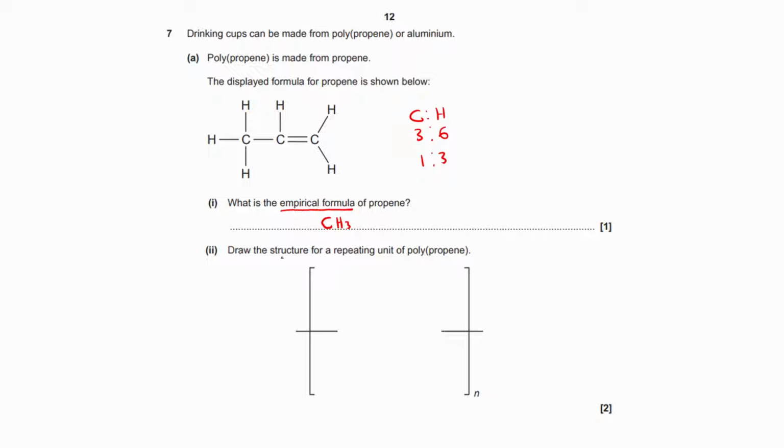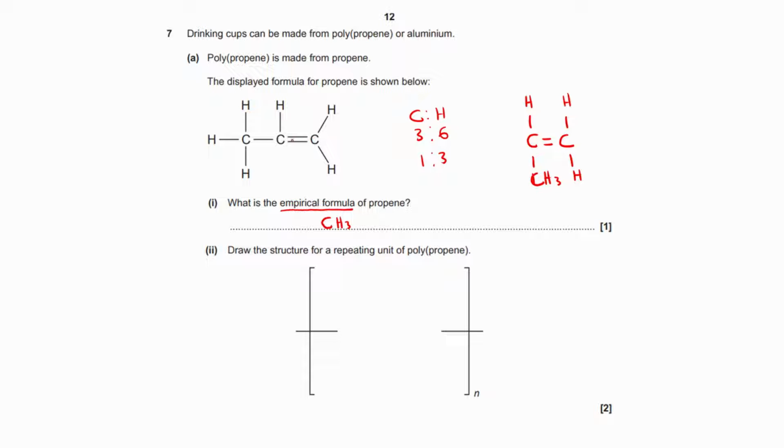Part II: draw the structure of a repeating unit of polypropene. So polypropene is basically lots of these propene molecules linked together. It's a polymer of propene. What we can do is draw the structure of propene again in a simpler way so that it's easy for you to visualize how we would do the repeating unit. I've literally drawn the same thing again but in a different way.